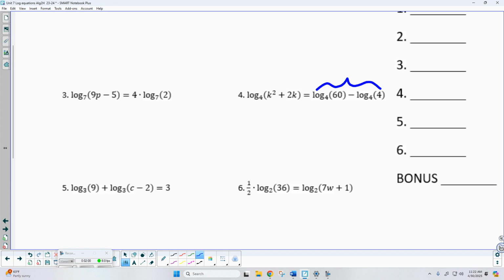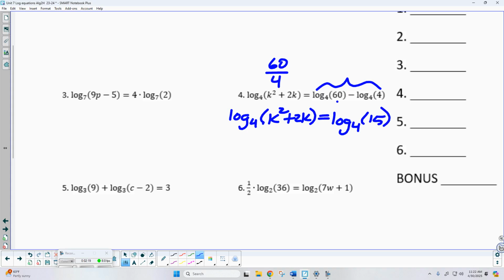But what do we do if they're being subtracted? We divide. So this is going to be log base 4 of k squared plus 2k is equal to log base 4. Now, because the 60 is first, it would have to be the numerator. So 60 divided by 4 is 15. Okay. So now that it's a log equals log, I can cancel those out. And I can say that k squared plus 2k equals 15. And then we just solve it that way.